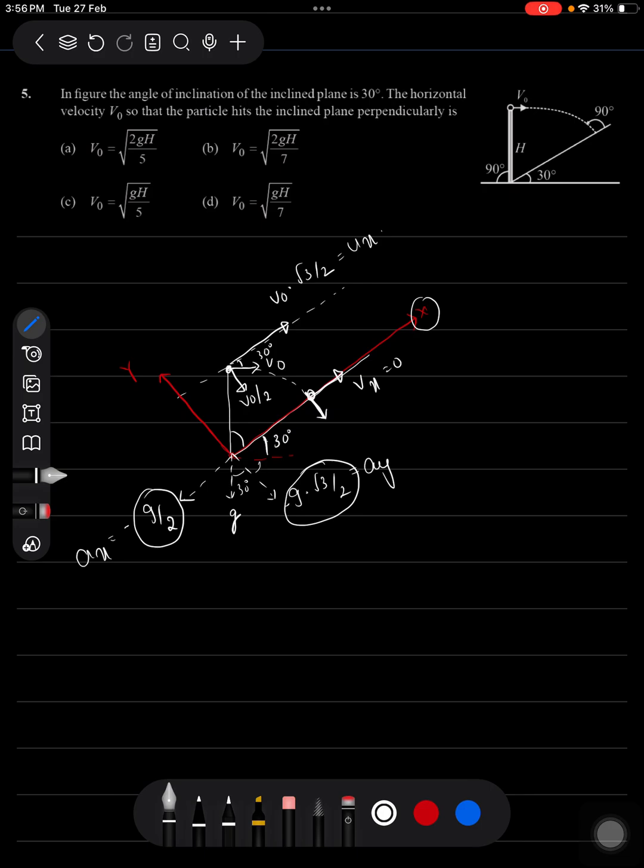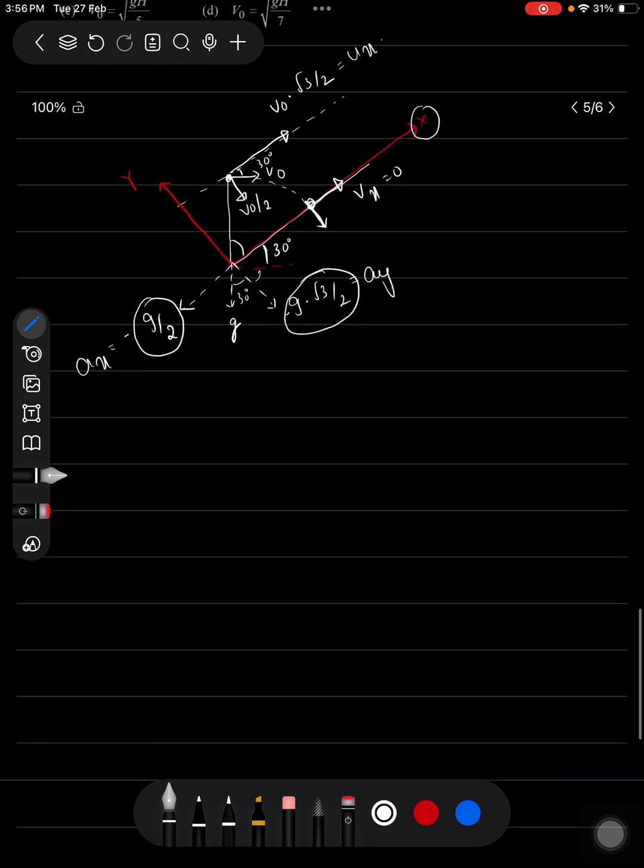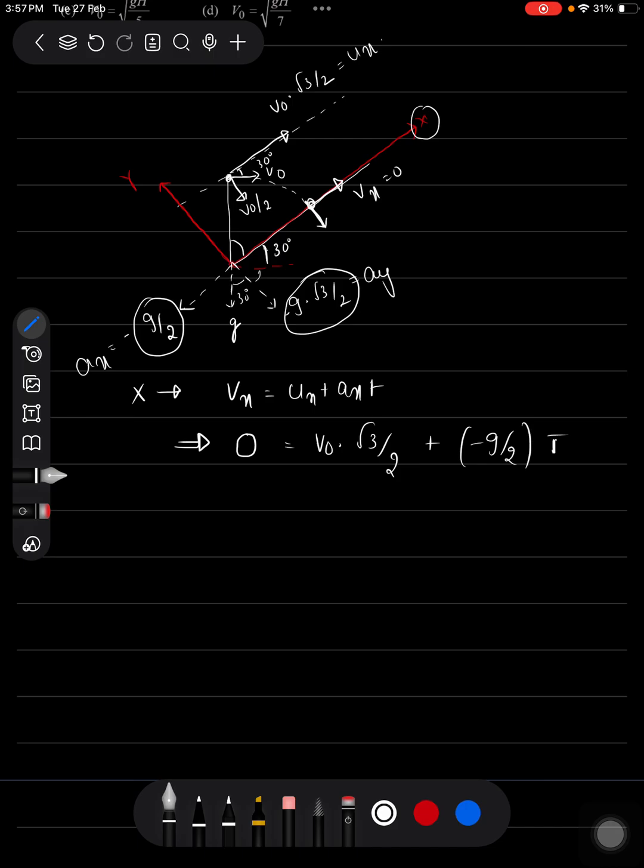So as we are having constant accelerations here along the x direction, I am going to apply v is equal to u plus at, that is vx is equal to ux plus ax into t, to find out the time at which it is going to hit the inclined plane. Final velocity is 0. Initial velocity in x direction is v0 into root 3 upon 2. Acceleration in x direction is minus g by 2, and the time capital T to hit the inclined plane. 2 can be cancelled out here. So I am getting capital T is equal to root 3 into v0 upon g. The time of flight of the projectile is calculated now.